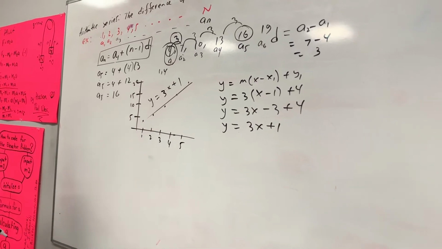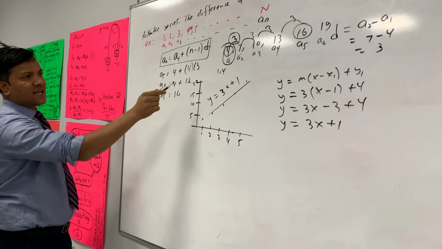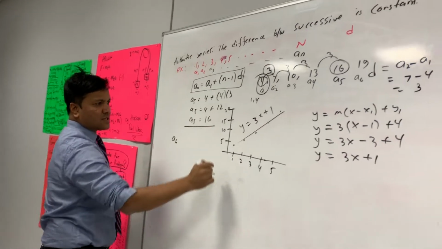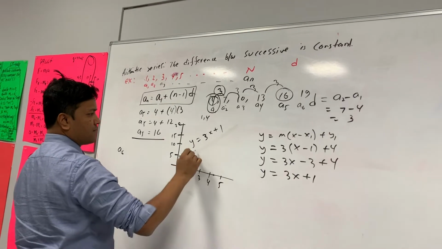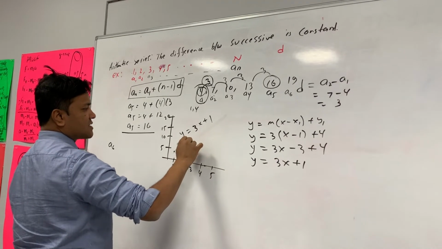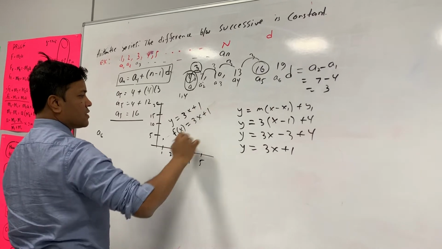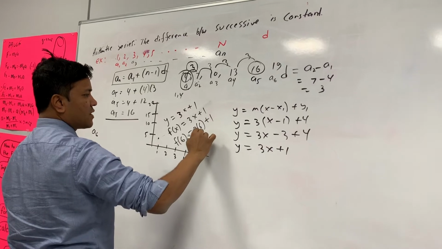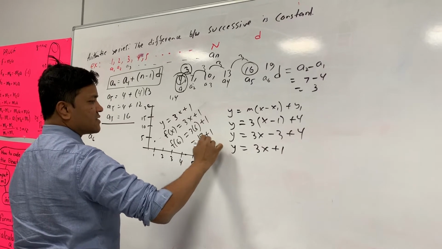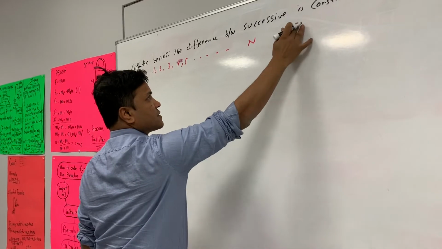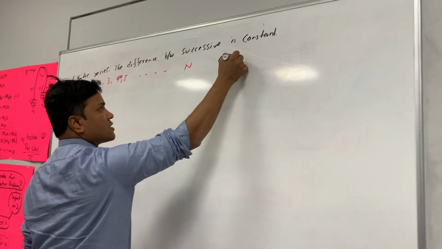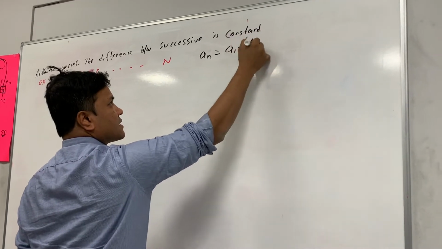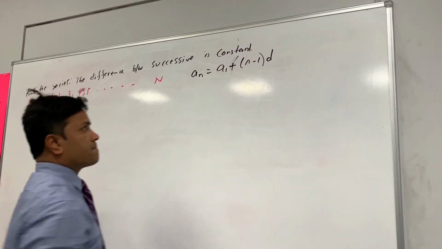Let's see whether we can predict by this equation the next term, A6. So let's use this formula. f of x is equal to 3x plus 1. So f of 6 is equal to 3 times 6 plus 1. So 18 plus 1, so it's 19. So this is 19, you see. An is equal to A1 plus n minus 1 times D.